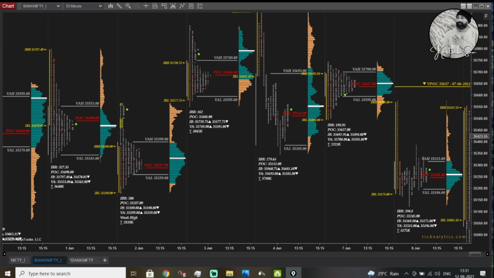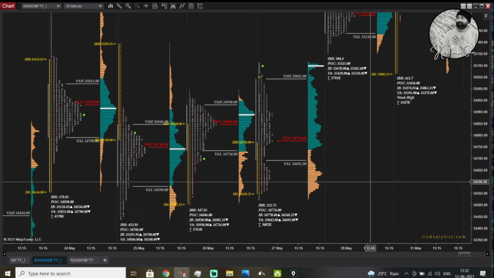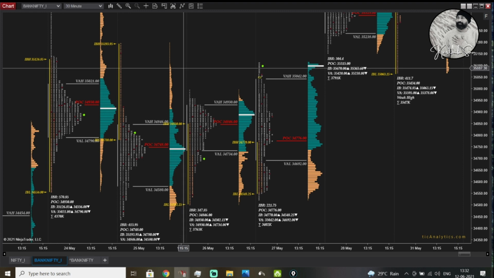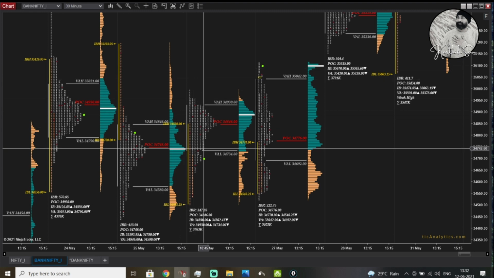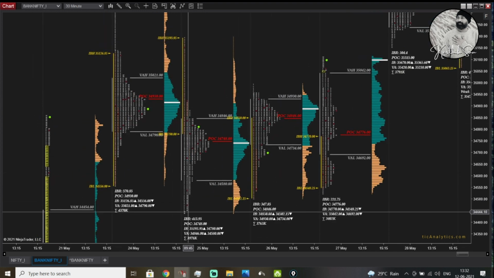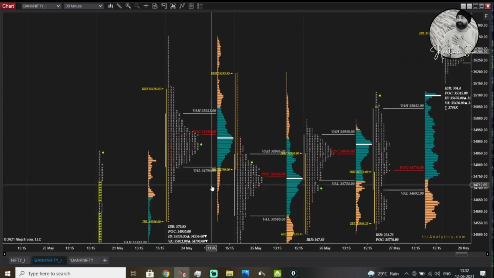I'll show you some trendy days. This is a normal day. Above IB, one side has been taken, and again it closed inside the open auction.